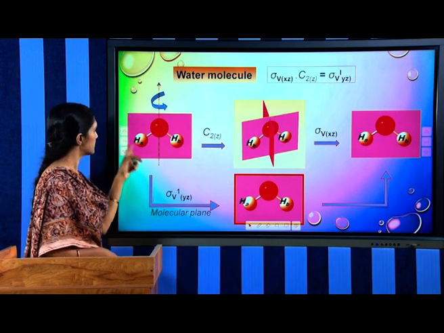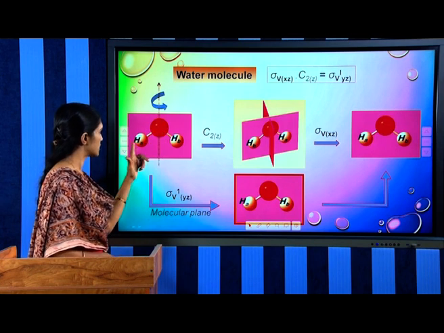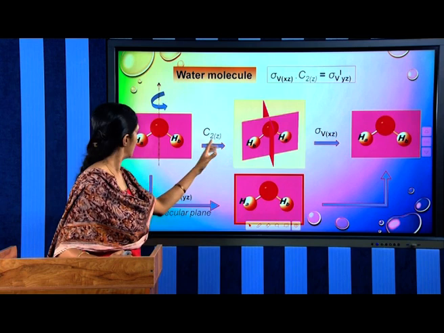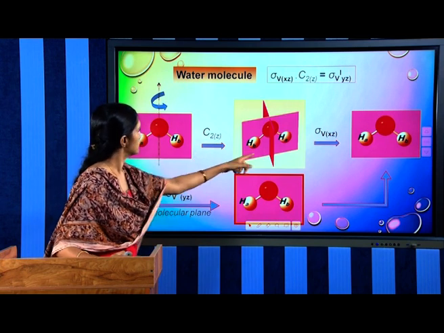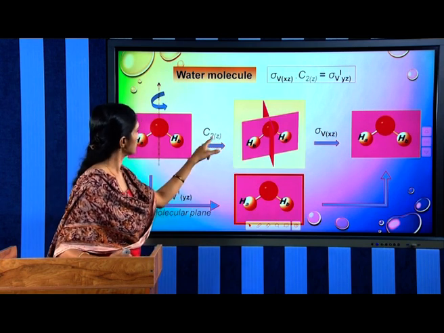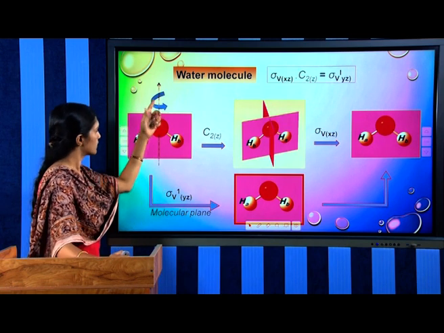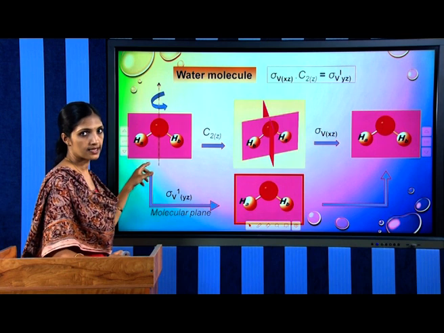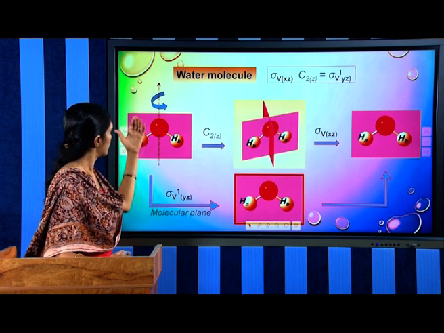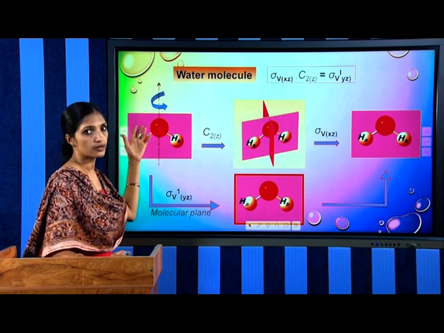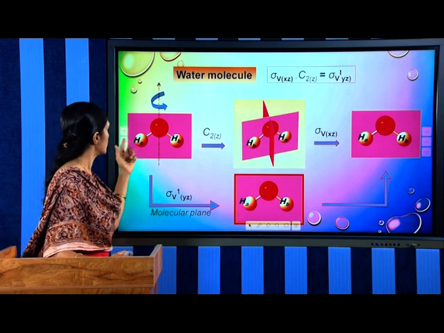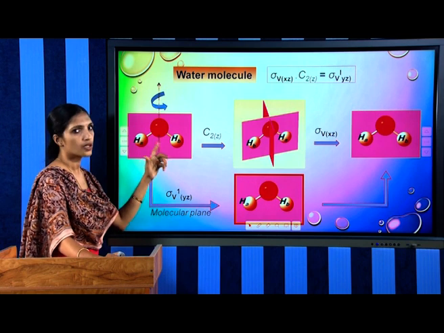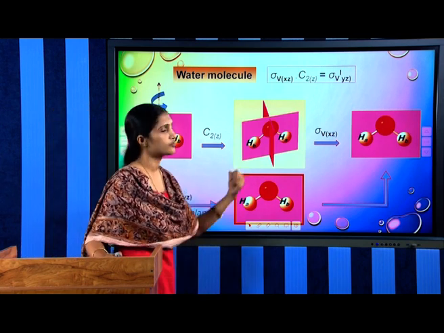Here you can see the water molecule, here HA, here HB. Upon acting this C2Z, we get this configuration. The C2Z means rotating anti-clockwise about the Z axis. The angle of rotation is 180 degrees. Then what happens? HB goes to the place of HA and vice versa. So this will be the configuration.